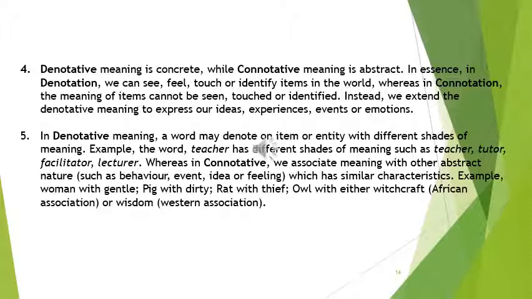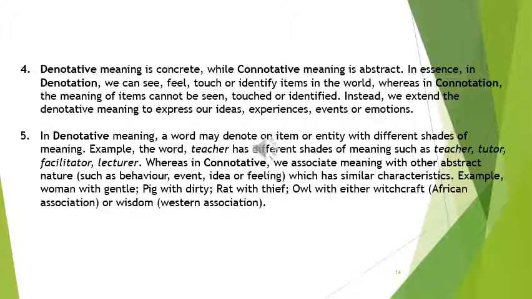The next thing is the fourth feature of the connotative and denotative meaning. Denotative meaning is concrete, while connotative meaning is abstract. When we say something is concrete, it's something that can be seen, touched, and felt, while abstract is something that you can just feel, but you cannot see it or touch it. For example, experience, love, happiness are things which you can just feel, but you cannot touch or see them.